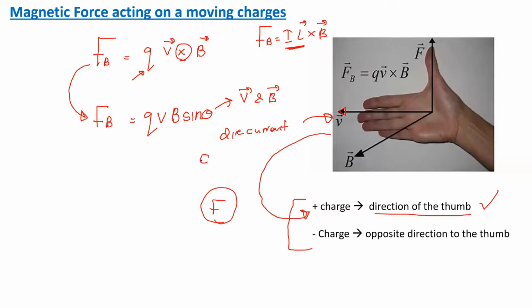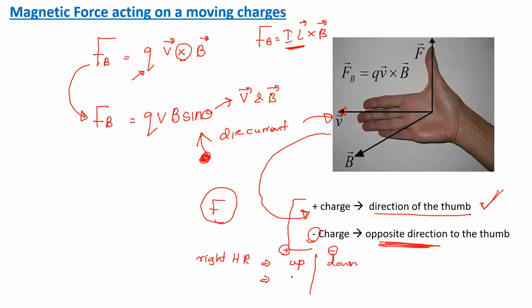So what you do is, if you have a moving charge, you apply the right hand rule in the normal way. Then you look at the sign of the charge. If it was positive, you use the same direction you get from the right hand rule. If your charge was a negative charge, you flip it. You take the opposite direction. If the right hand rule gave you direction up, for a positive charge, it is up. But for a negative charge, it will be down.